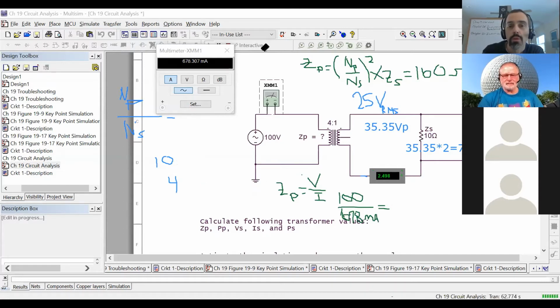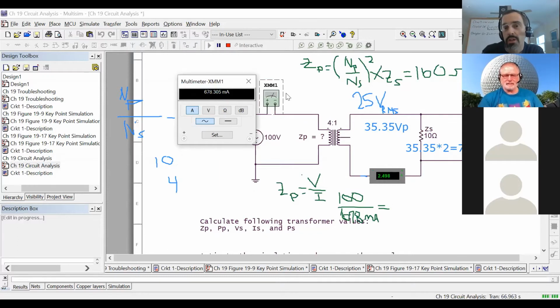Okay. Moving things over. There you go. So this is right here. This XM1 is this meter. So I did stick this meter right into the circuit.